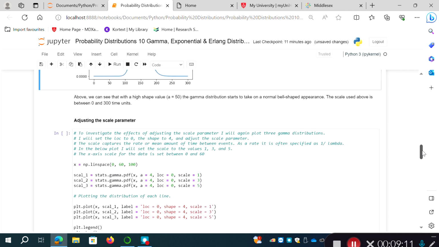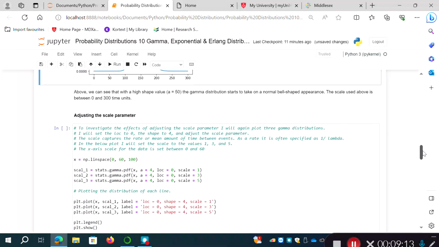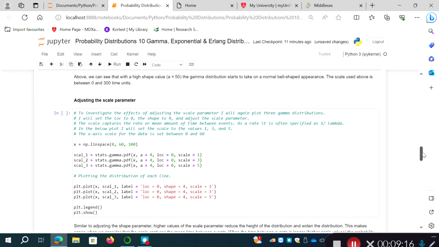let's have a look now at what happens when we adjust. So we've adjusted the threshold, the loc, we've adjusted the shape. What happens now if we hold those constant and adjust the scale parameter? So to investigate the effects of just adjusting the scale parameter, I'll plot those three gamma distributions again, and I'll set the loc to 0, the shape to 4 for all three of them, but we'll adjust the scale parameter.